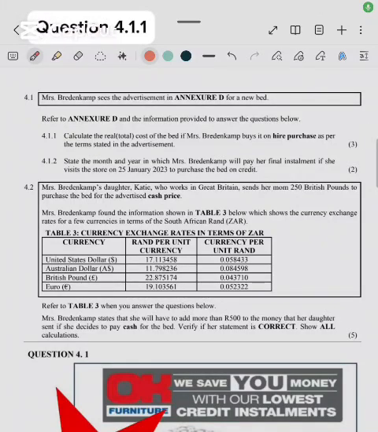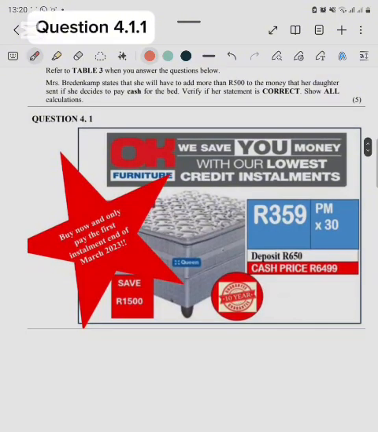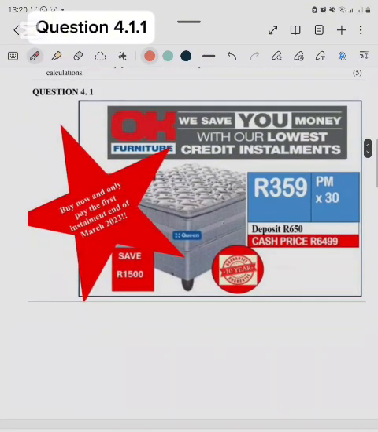Question 4 was all about the advertisement for the new bed. And the first one they wanted is calculate the total cost if she buys it on hire purchase according to the advertisement. And if we look at the advertisement here, we know hire purchase is when you're paying it off monthly. So we're going to be looking at this $359, which they're paying off 30 times. And there is also a deposit that must be paid as well.